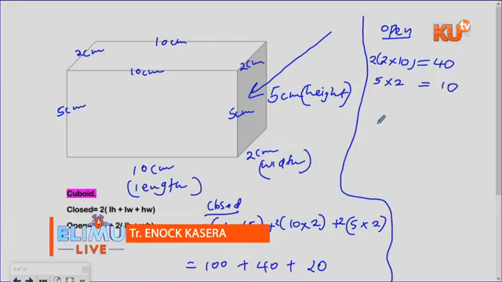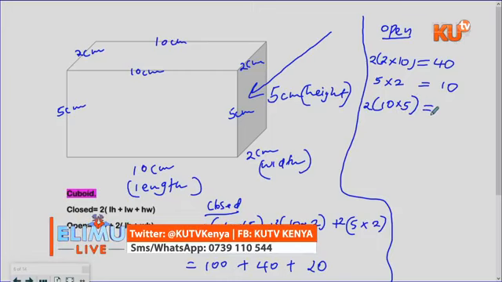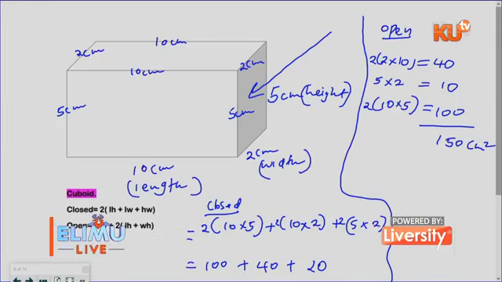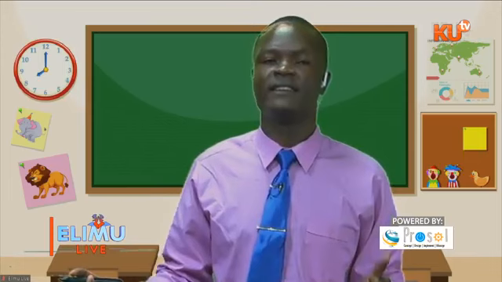And then finally, we have this side here, 10 by 5. Remember, there are 2 of them. So 2 times 10 times 5. 10 times 5 is 50. 50 times 2 is 100. Now when we add 40 plus 10, we get 50. 50 plus 100 is 150. 150 centimeter squared. So learners, it is important to identify which side is open.